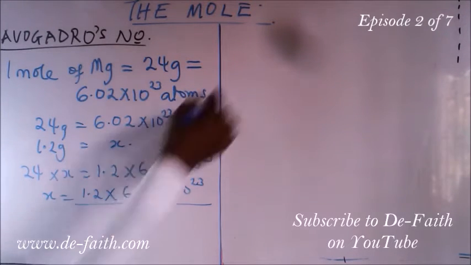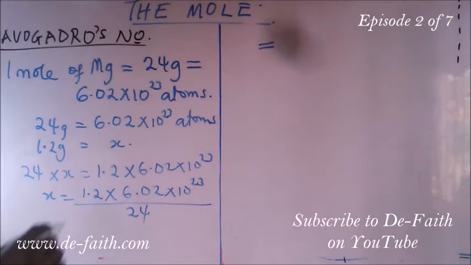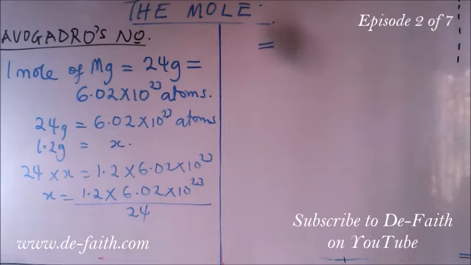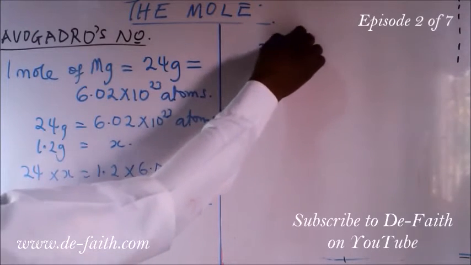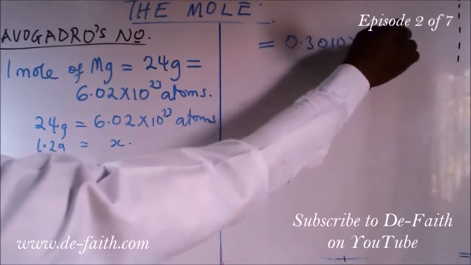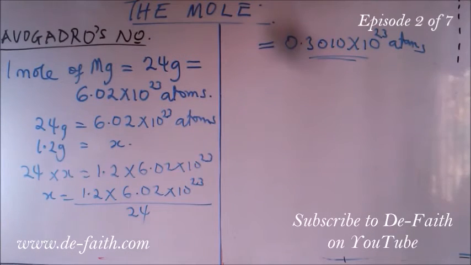And so when we multiply all this out, we can have 1.2 times 6.02 over 24, then multiply by 10 to the power 23. So when you multiply all this with the calculator, you have 0.3010 times 10 to the power 23 atoms, or you have it in particles.